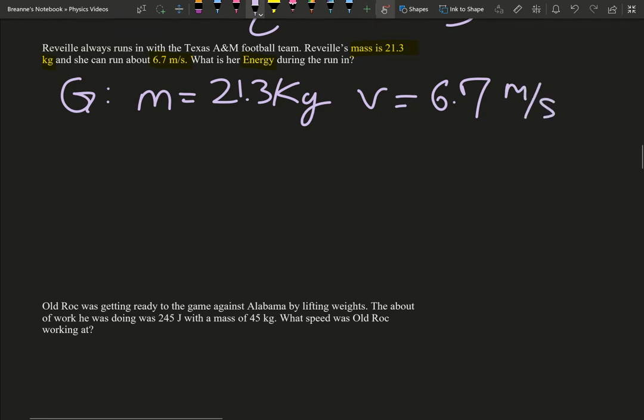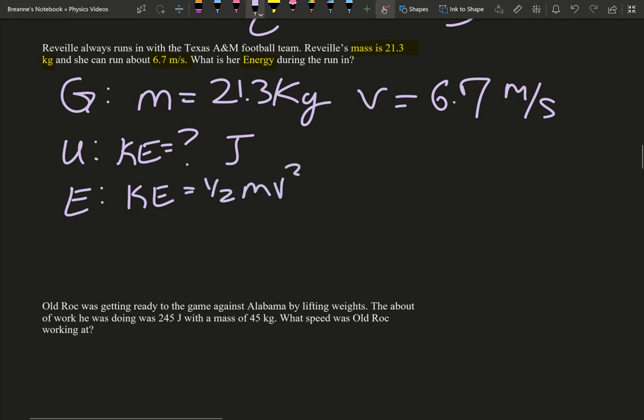So 6.7 meters per second. So that is our velocity. Now, it just says energy. It doesn't state what type of energy, but what energy goes with movement? What energy has velocity in it? Hopefully everyone again is screaming at their computers that it's kinetic energy. So your equation is going to be kinetic energy equals 1/2 mv squared.